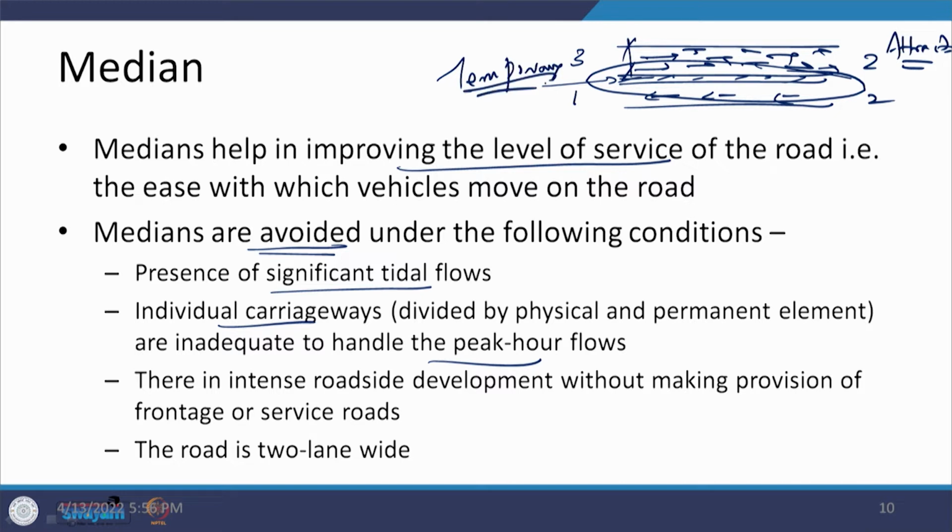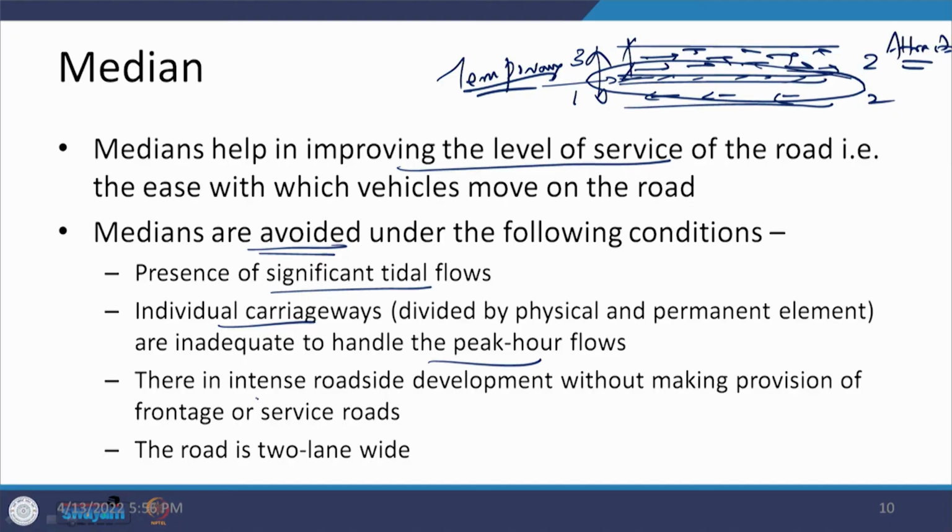So, they can be shifted to this direction or the other direction, either this way or this way, depending on the demand or the traffic which is going to be there in a particular direction. Or there is an intense roadside development without making provision of a frontage or the service road. We talked that there should be a service road. When we are looking at a local traffic, when we are looking at a through traffic, we should provide a service road. We should have a frontage road, that is another way we can define it.